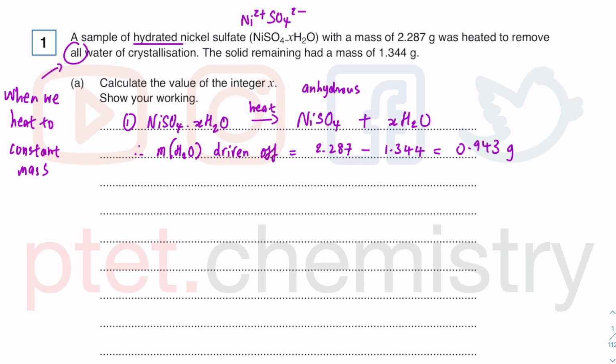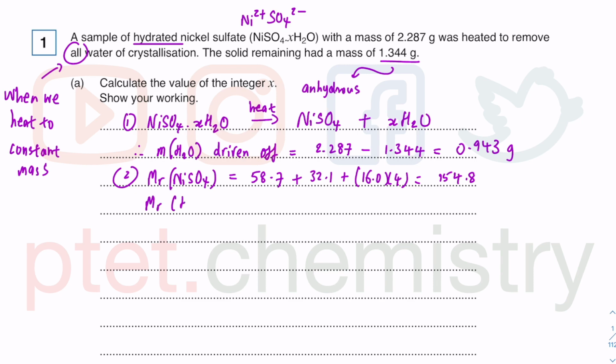So 1.344 gram must be the anhydrous nickel(II) sulfate. I need the Mr of nickel(II) sulfate from the periodic table. That is 58.7, the relative atomic mass of nickel, plus 32.1 plus 16.0 times 4. Pressing it into the calculator, I get 154.8. I also need the Mr of water. That is just 1.0 times 2 for the 2 hydrogens and 16.0 times 1, which gave me 18.0.